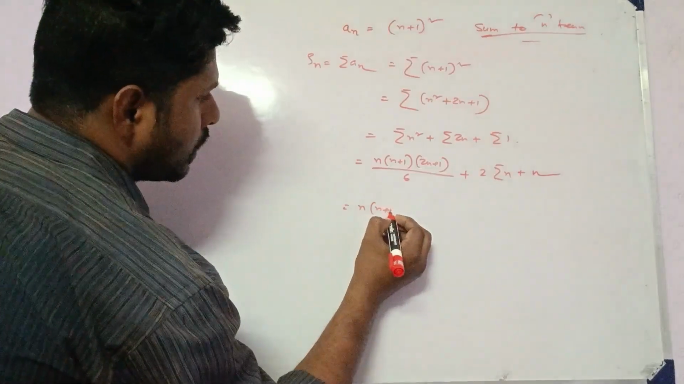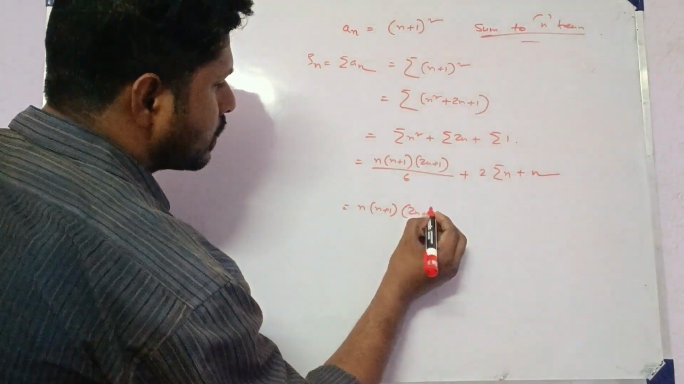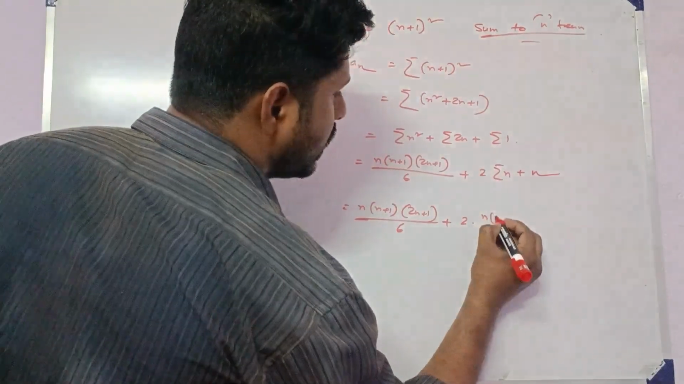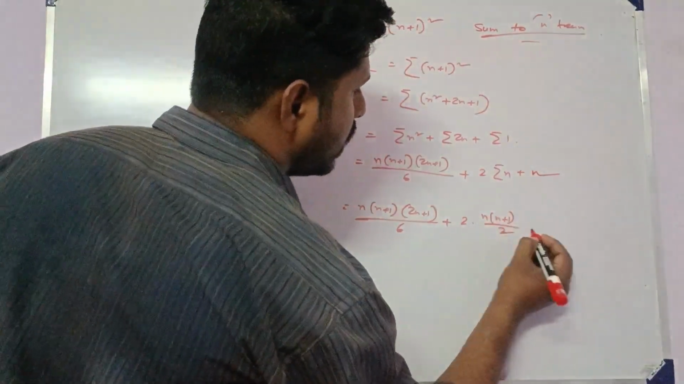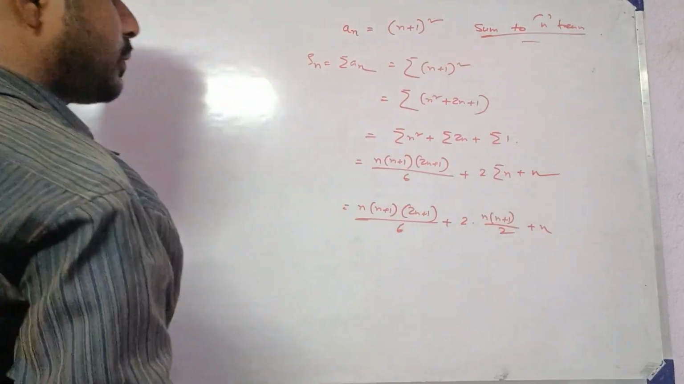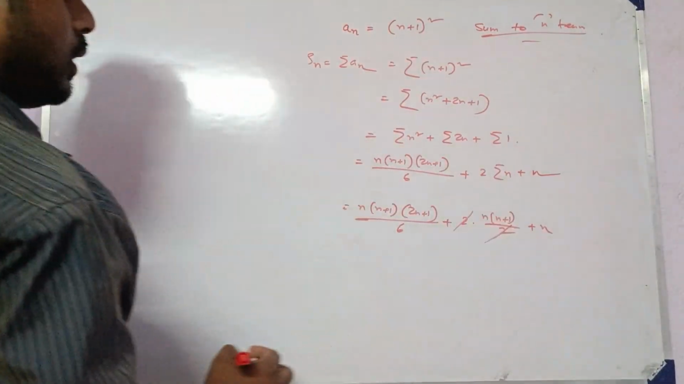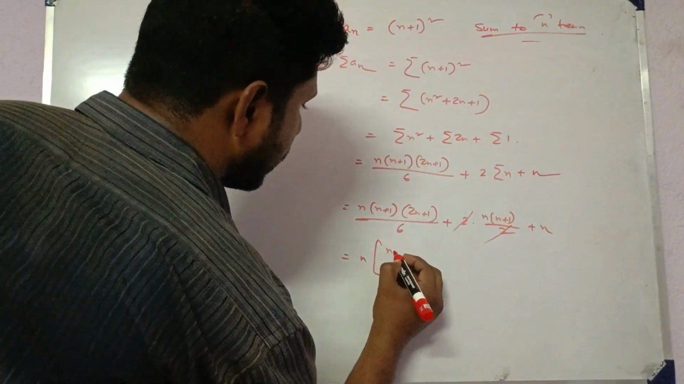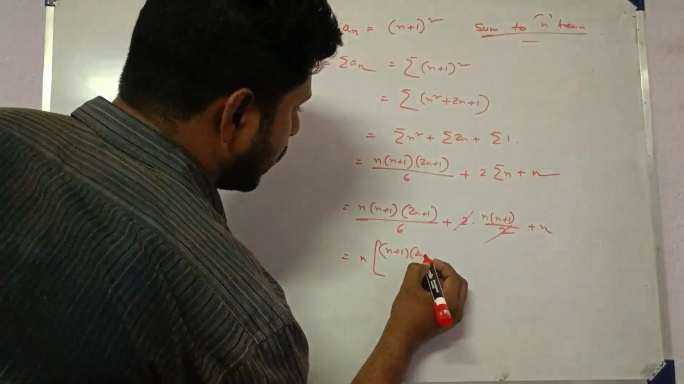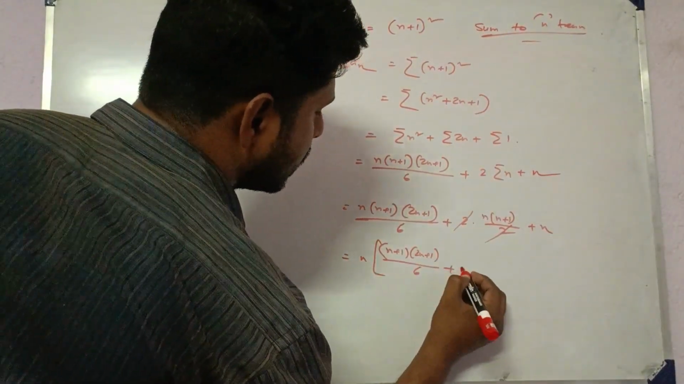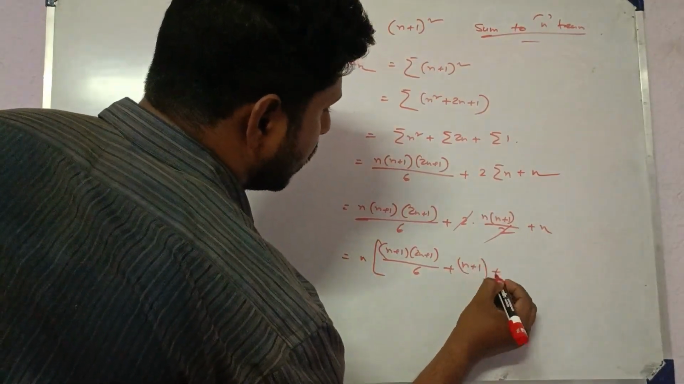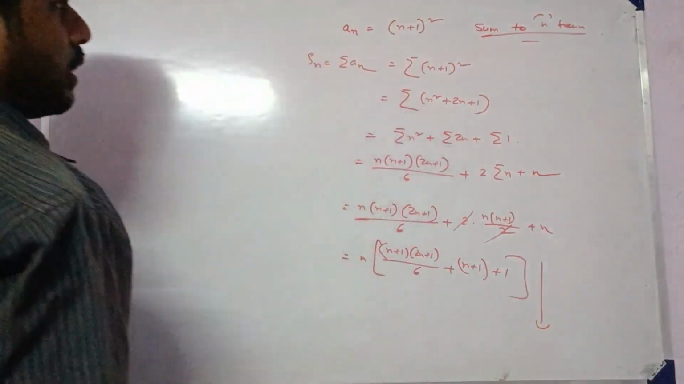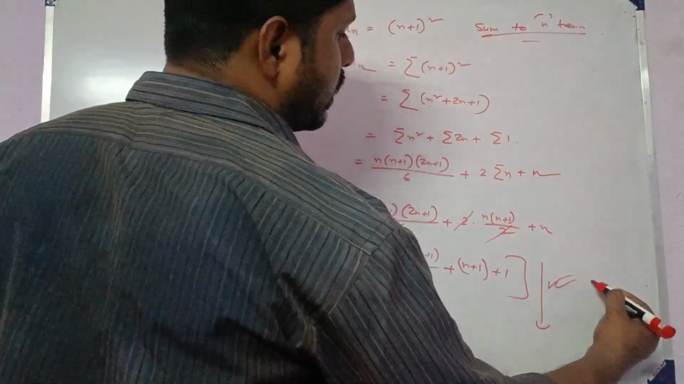So n into n plus 1 into 2n plus 1 by 6, plus 2 times summation n, which is n into n plus 1 by 2, plus n. So cancel 2. Take n common. So n times, n plus 1 into 2n plus 1 by 6, plus n plus 1 plus 1. So now you can do further calculation, which will bring your final answer.